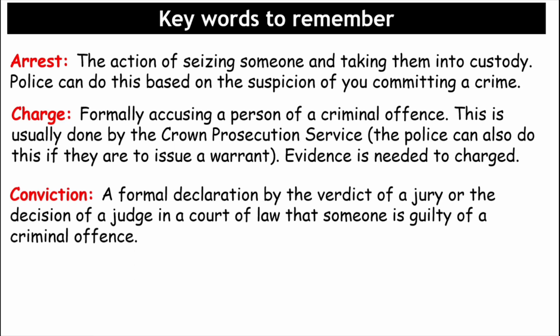The next key word is conviction. This is a formal declaration by the verdict of a jury or the decision of a judge in a court of law that someone is guilty of a criminal offence. So, if a person is found guilty in a court, they are convicted. So a conviction happens once someone has been arrested, then charged, then gone to court and has been given a guilty verdict and therefore convicted.